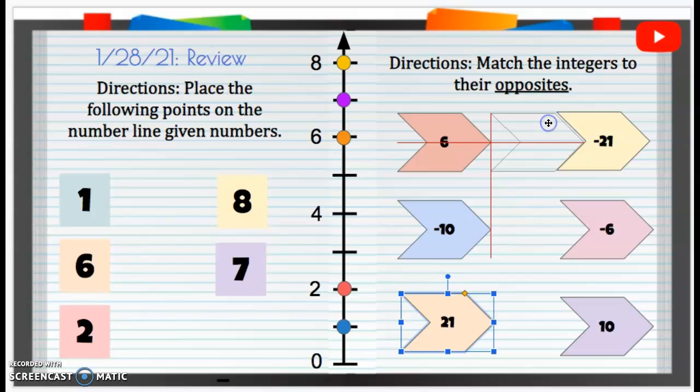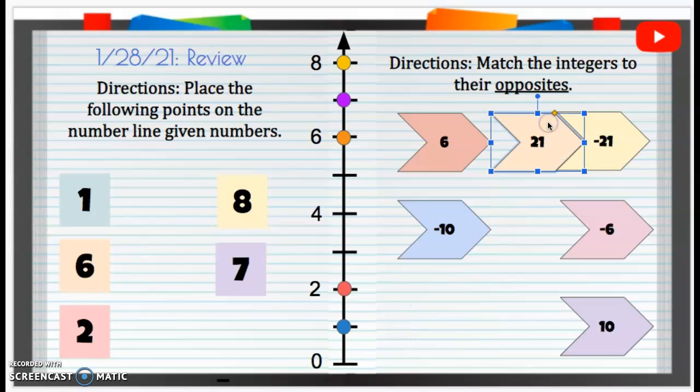Oh my goodness, why is nothing matching up today? Okay, there we go.